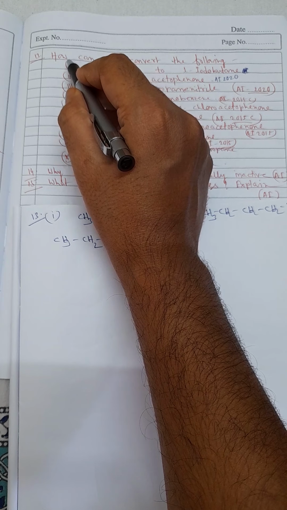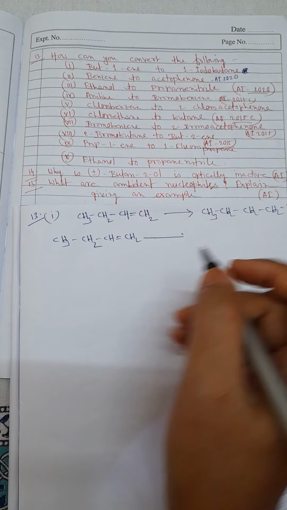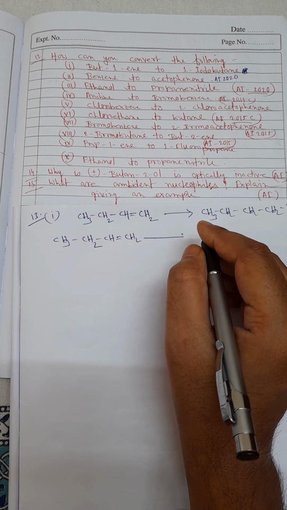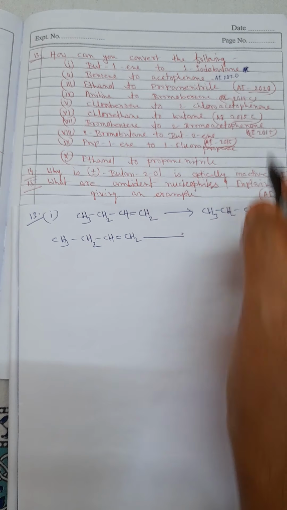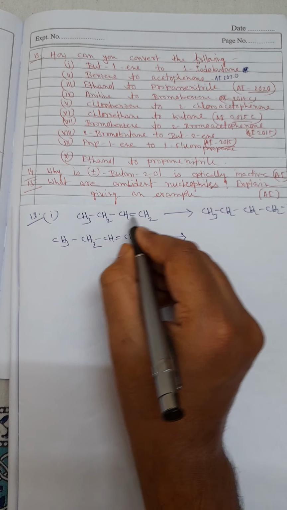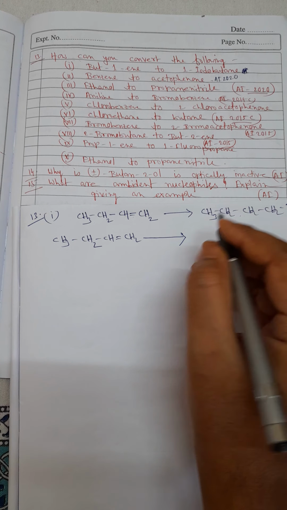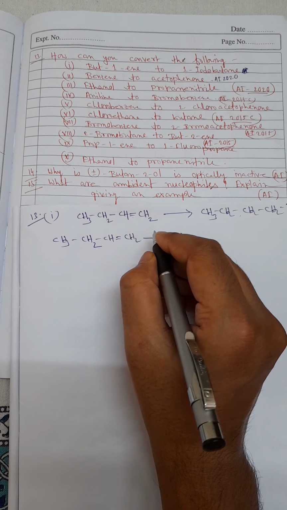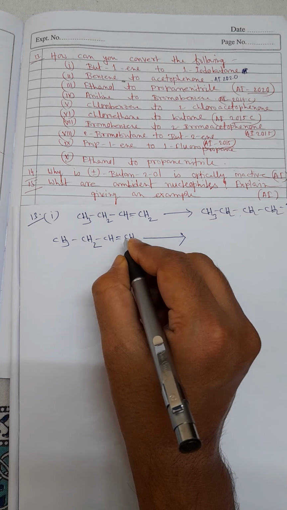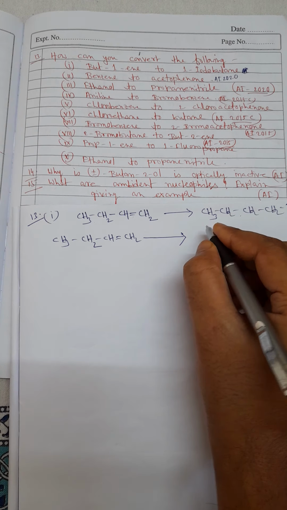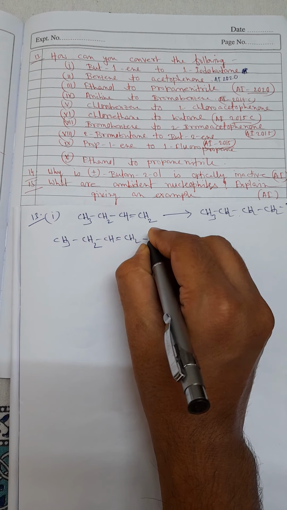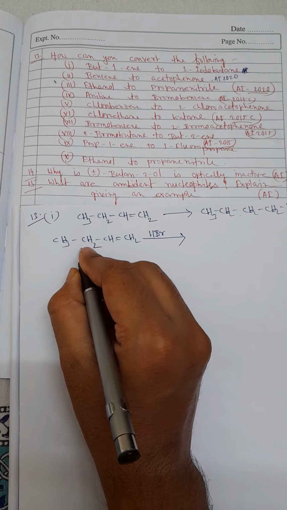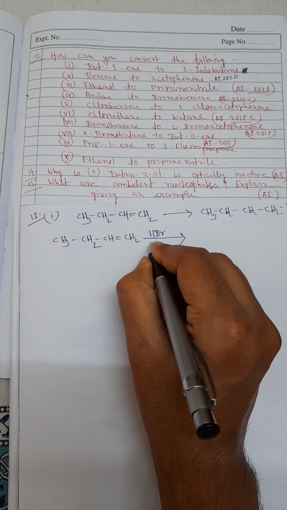it is asked how you can convert the following. The first one is but-1-ene to 1-iodobutane. This is but-1-ene and this is 1-iodobutane. If you want to convert this one, you can't do it in a single step. For that reason, we have to first convert this one into 1-bromobutane. We can convert it into 1-bromobutane by treating but-1-ene with HBr along with peroxide.